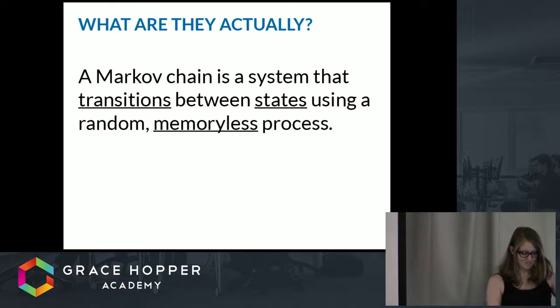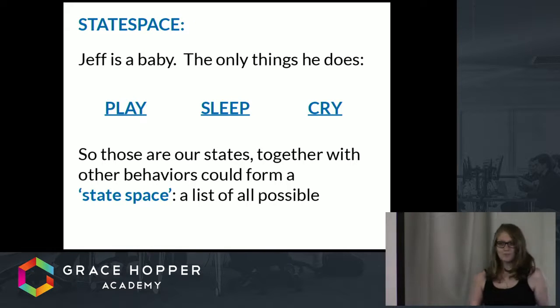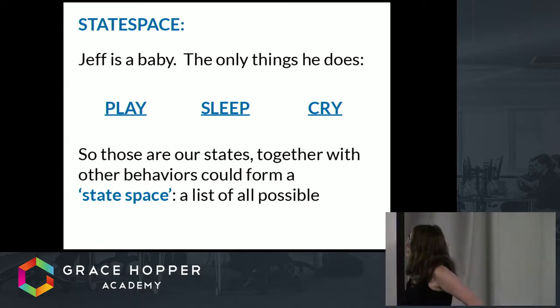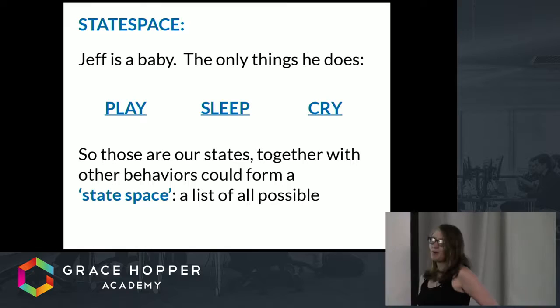So what does that mean? Okay, let's look at an example. Say we have Jeff, who is a baby, and we have every moment of his life as our data, and the only things he's done so far are eat, sleep, and, I gave him the benefit of the doubt, play, sleep, and cry. In this example, those would be our states. Together with all other behaviors that he might have done, they form our state space.